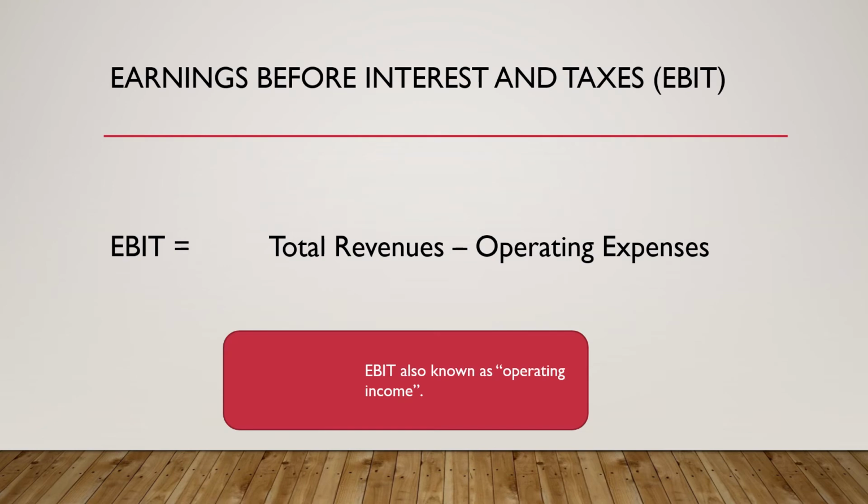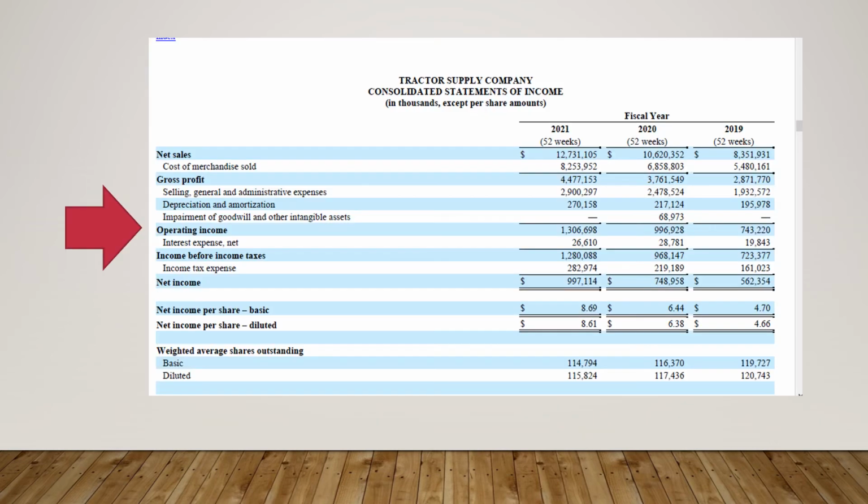Now moving on to the third measurement of earnings, it's EBIT. And what is EBIT? It's basically your total revenues minus your operating expenses. And EBIT is also known as the operating income. So for our example here, on the line item, it says operating income. So we have our net sales, and we have some of our expenses that have been taken out, and this leaves the operating income. You could also name that EBIT.